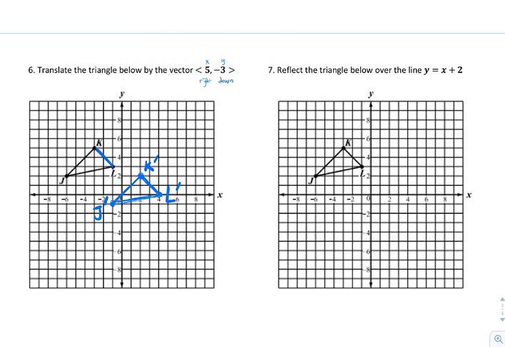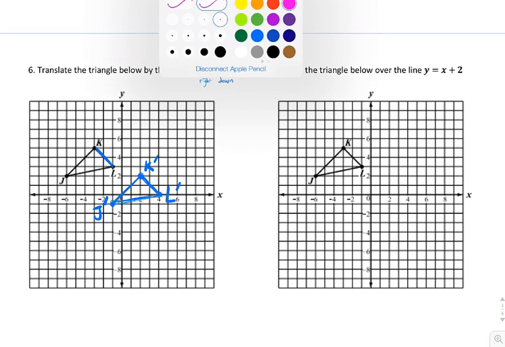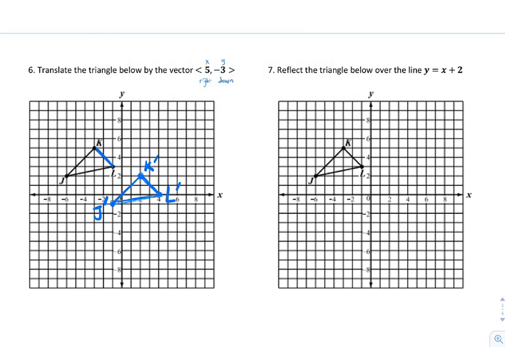So reflect the triangle over the line y equals x plus 2. Okay, so we've got to remember how to graph this line. First of all, I remember it as mx plus b. So the slope is 1, or 1 over 1, and the y-intercept is 2. So I remember it as go to 2 on the y-axis and go up 1, right 1, up 1, right 1, up 1, right 1, and so on.